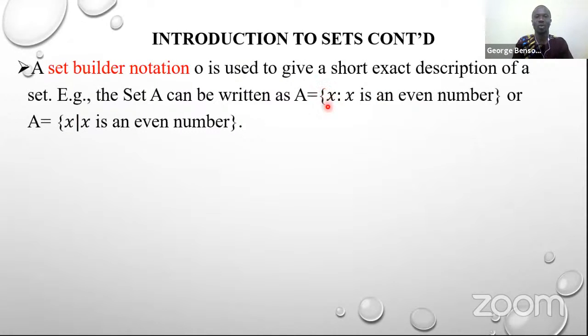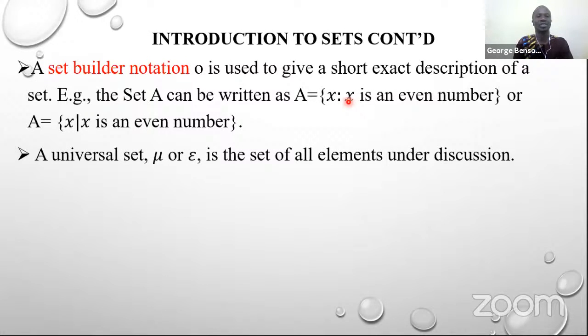Normally, you open a curly bracket, then you use a variable to represent the set. So we choose, say, X. Then we are saying that X is such that X is an even number. So whatever is an even number is what we are making reference to in this set A that we're talking about.